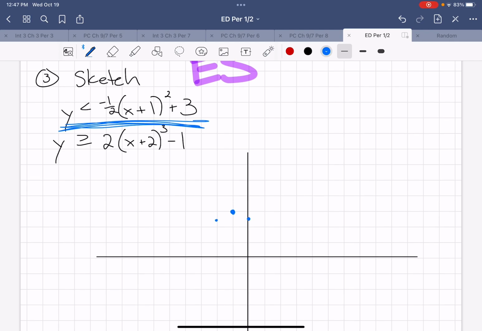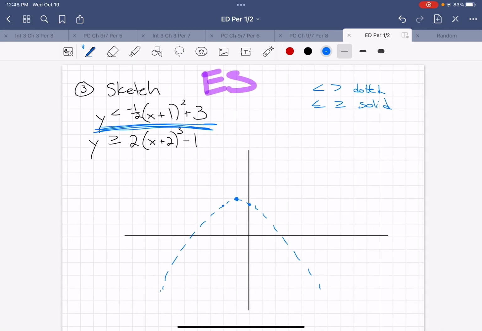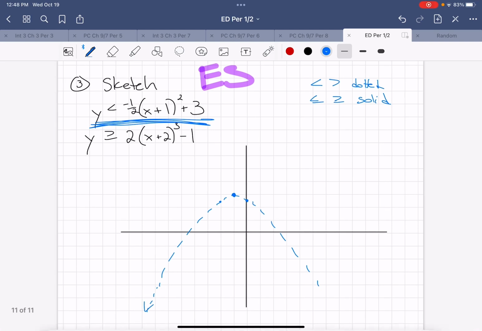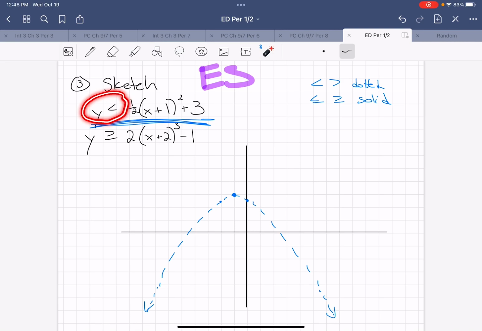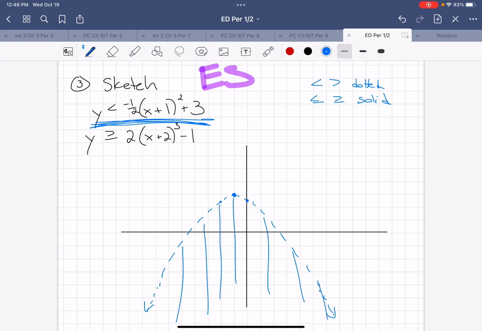You should always be right next door. Should it be solid or dotted? You have a foldable that tells you these symbols are dotted, these symbols are solid. This should be a dotted parabola. Shade lightly. This says y is less than the equation. Less than, that same foldable is down. So from the vertex, I would shade lightly down, or I'm just going to do some stripes. You can do it lightly if you have a pencil. And then I'm going to switch colors.